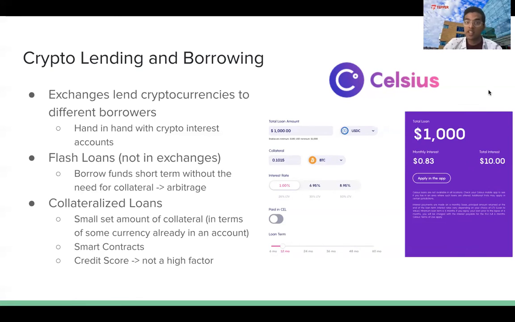Collateralized loans are what firms like Celsius deal with, and flash loans are an interesting type of loan that is useful for arbitrage. If a token's value is different in different platforms or pools, and one doesn't have the funds to purchase the token from one pool and sell it in the other, you could just borrow from the lower value pool and sell in the higher value pool through a flash loan.